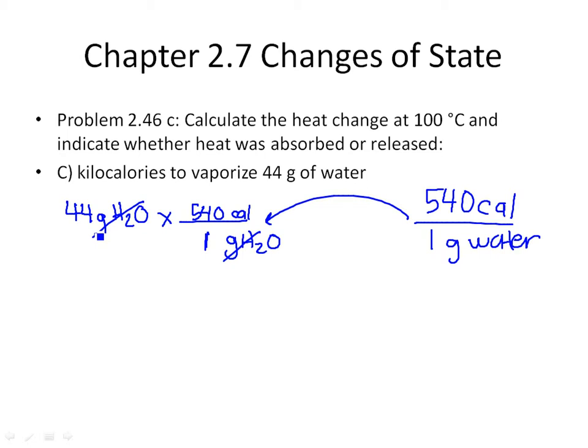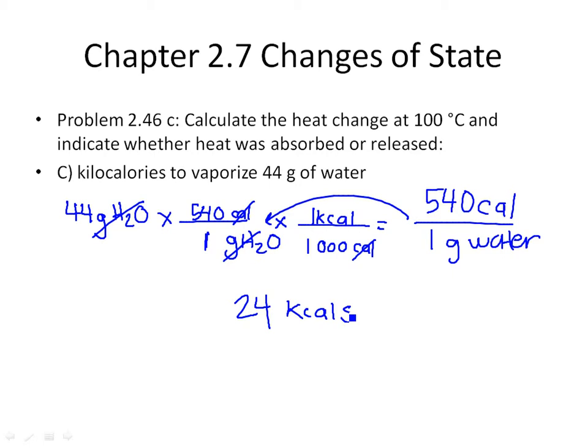But we want kilocalories, and we know that we have 1,000 calories in 1 kcal. You can do it in separate steps if you'd like, or do it all together like I've done here. If we do the math, and we're supposed to end up with 2 significant figures, we end up with 24 kcals. So we need 24 kcals of heat in order to vaporize 44 grams of water.